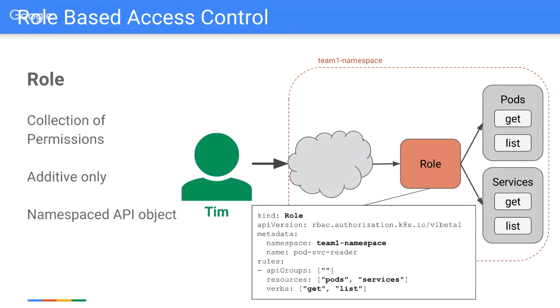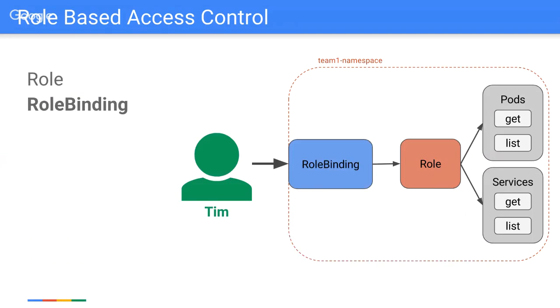One point I skipped over is that the permissions in RBAC are additive only. This means that by default, any user has zero permissions. And with RBAC, we specify the additional permissions that we're granting. So we're never removing permissions, we're only granting additional permissions. And this makes it a lot easier to, say, bind a user to multiple different roles, in which case they're getting a union of all those permissions.